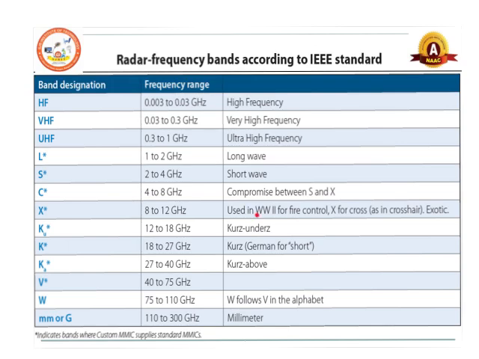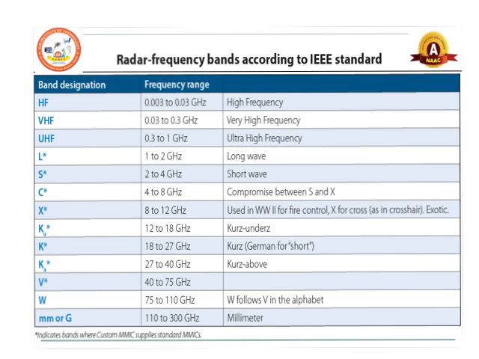It is used in WW2 for fire control. X is for cross, as in crosshair, and exotic. Next we have Ku. It is 12 to 18 gigahertz, and it is named from Kurz-under. Next, K, 18 to 27 gigahertz, from Kurz. Kurz means short. Next we have Ka, 27 to 40 gigahertz. The meaning of Ka is Kurz-above.